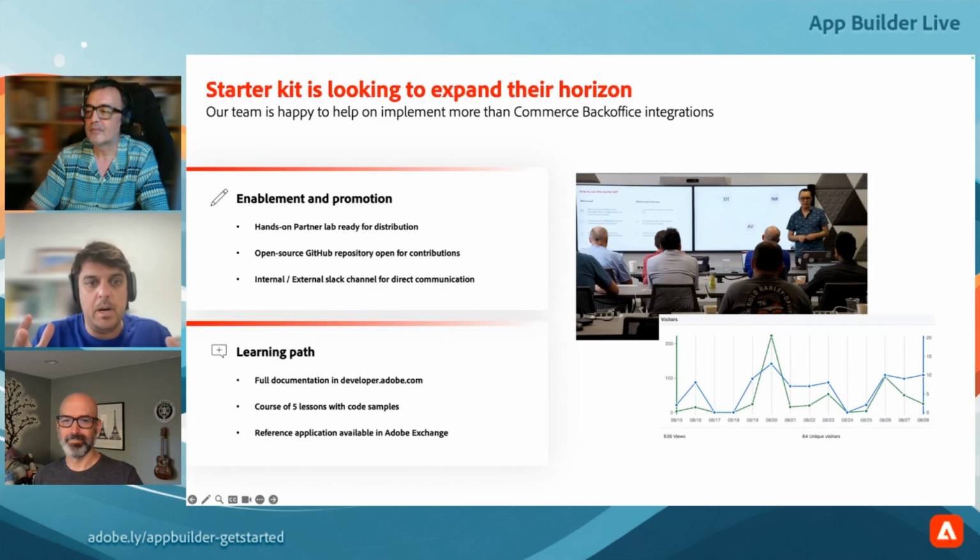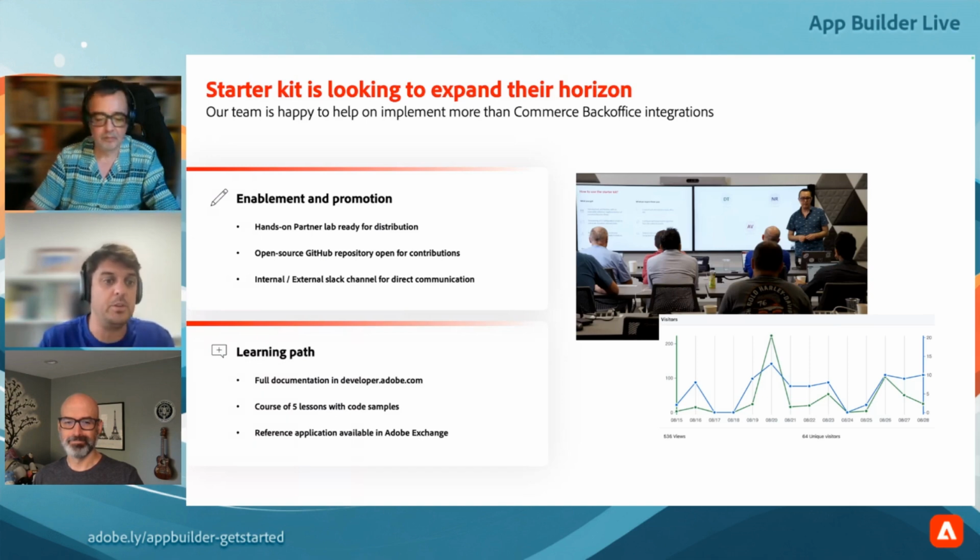Aside from that, among the many other things you have from an enablement perspective, we are running partner labs. We have a GitHub repository. It's fully public. You can fork it. You can do whatever you want. You can open issues. We already closed some of them. So we really encourage everyone to do that.